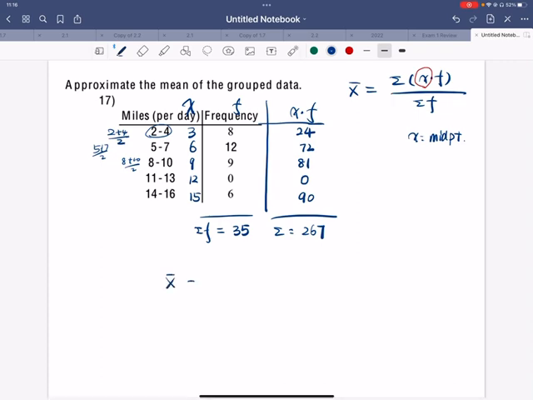So the average, the X bar, the mean for this frequency distribution, we use 267 divided by 35. So it's 7.62857 and so on, so I rounded it to 7.63. Now we know for this frequency distribution, the average is 7 point something. That will be the average for it. Okay, move on.